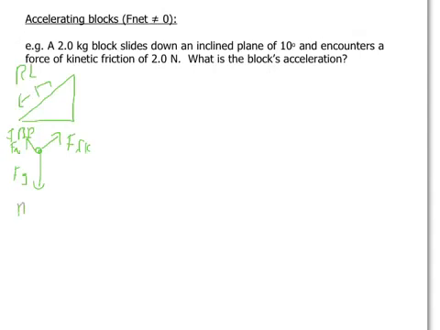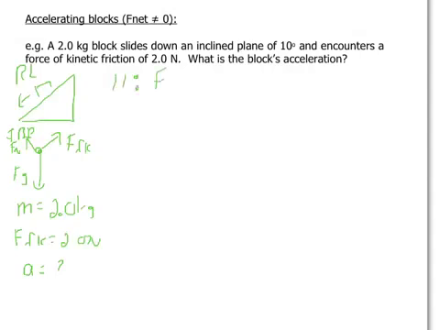And we're told that our block is 2 kilograms. And the force of kinetic friction is 2 newtons. And we're asked to find the acceleration of the block. We know the block is accelerating downhill, and downhill is in a parallel direction. So let's look at the parallel direction first.